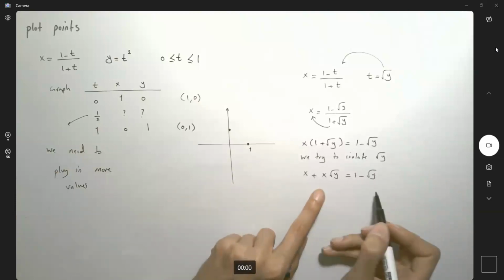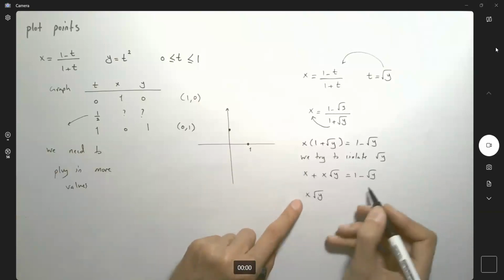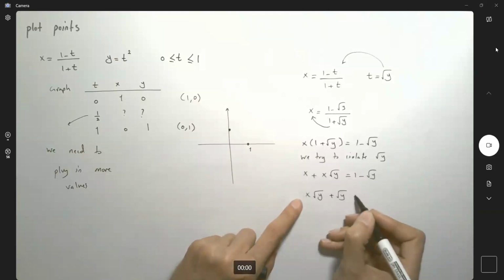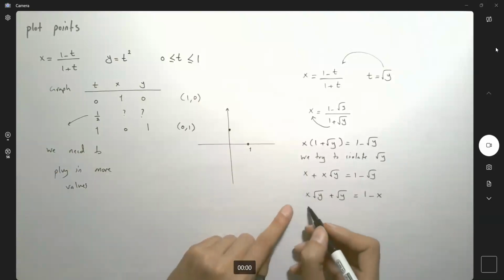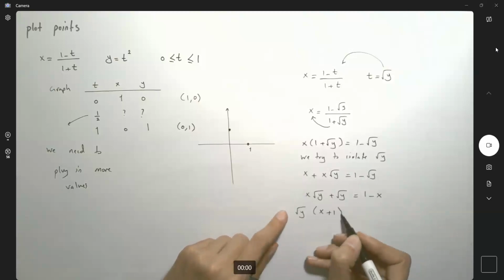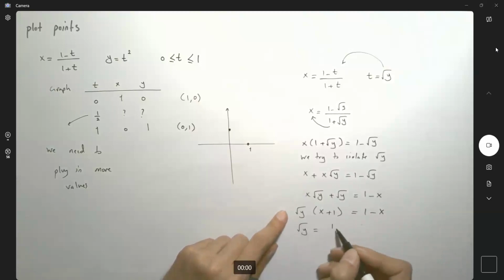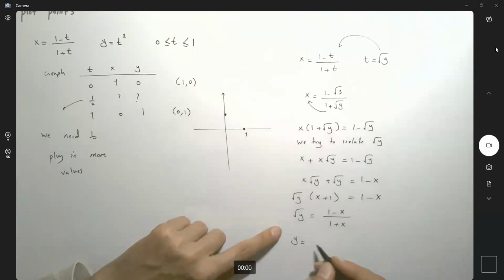Bring all the square root of y's to one side. So here you have x times square root of y plus square root of y equals 1 minus x. I'm bringing x to the other side, minus x. Now factor square root of y. We get square root of y times (x plus 1) equals 1 minus x. So square root of y is (1 minus x) divided by (1 plus x), or in simplified version, y is (1 minus x) divided by (1 plus x) to the second power.